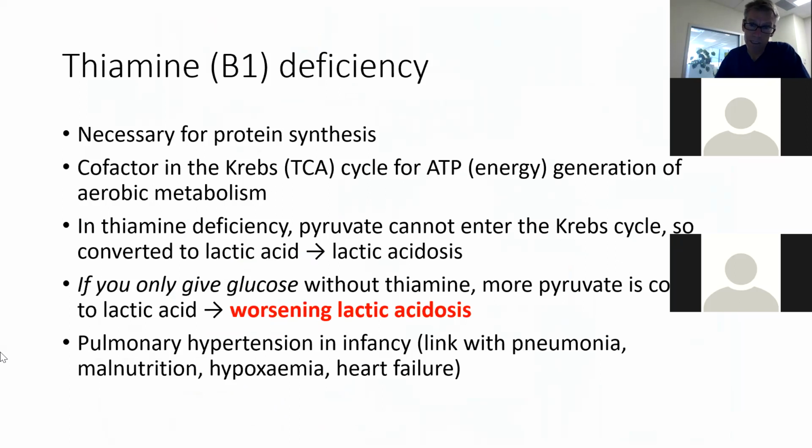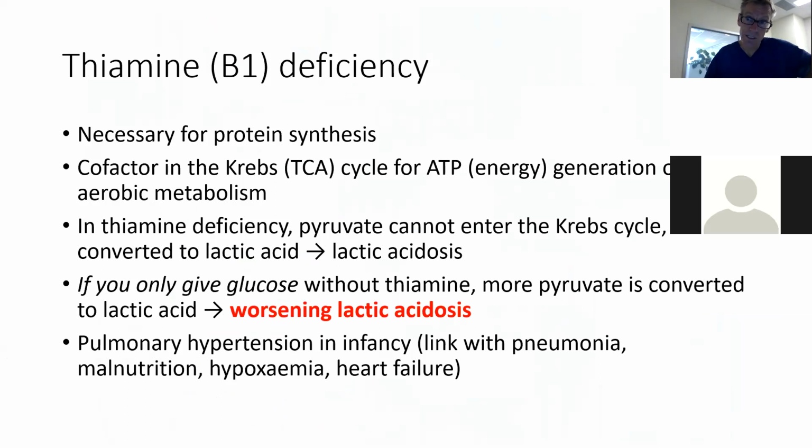And there's probably a link in children who are severely malnourished with pulmonary hypertension and malnutrition and hypoxia and heart failure. All of these, sometimes you see children whose pulmonary hypertension, their pneumonia, their malnutrition, their hypoxemia and their heart failure can be corrected by not only treating their severe acute malnutrition, but also giving additional Thymine.